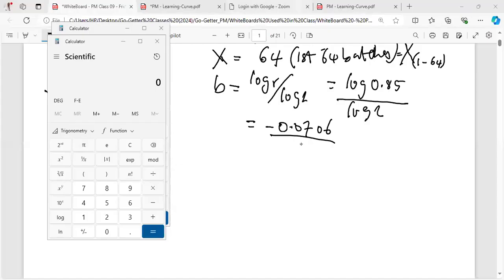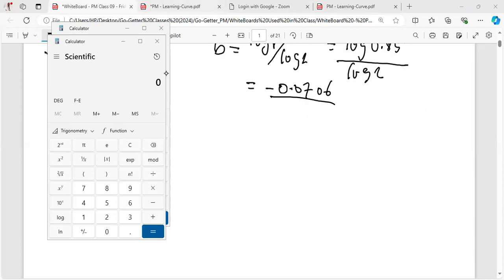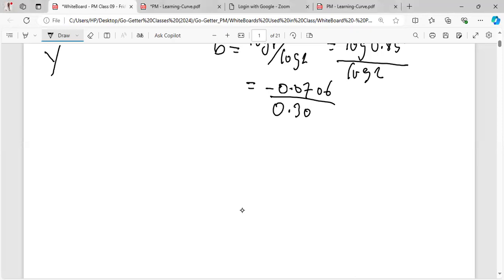I believe we can now see my screen. Use it to calculate log 2. So we have 2 and we'll press log. I know log 2 is 0.3010. Yeah, 0.3010. So I'll come here, 0.3010.